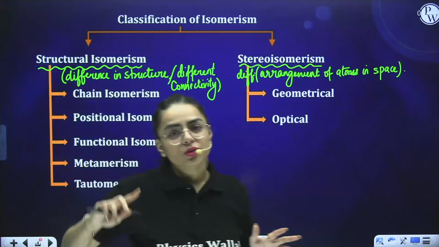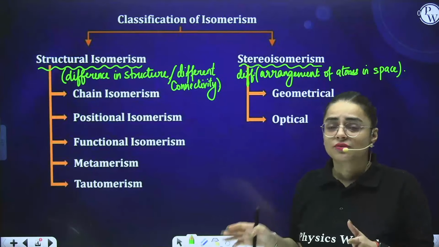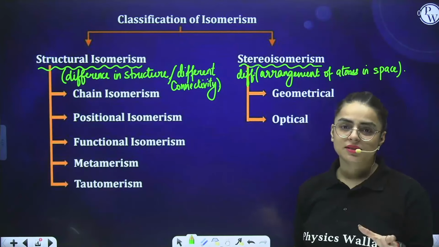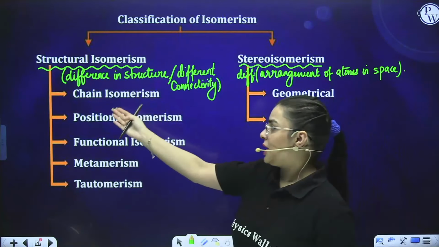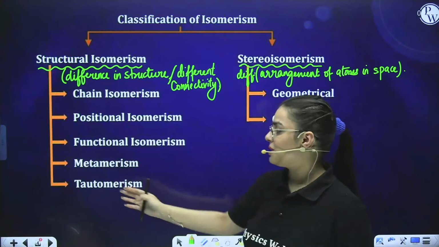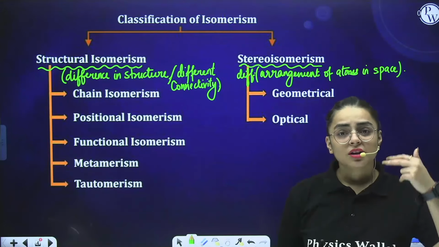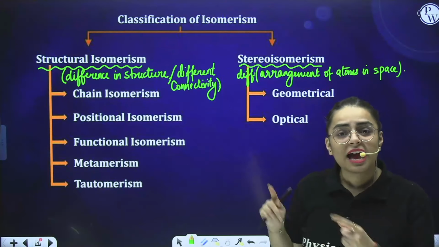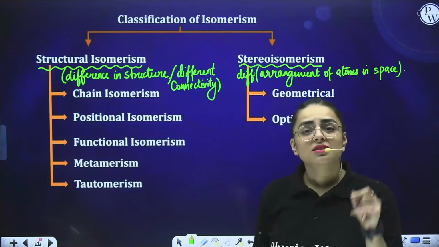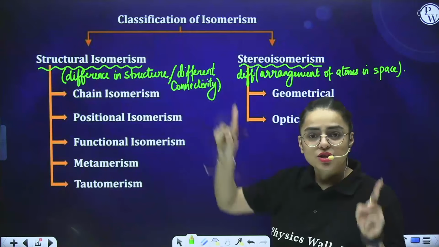If I talk about structural isomerism, it is further classified into 5 basic subcategories. They are chain isomerism, positional isomerism, functional isomerism, metamerism, and tautomerism. Again, on which basis have I been classifying them? The basis is the difference. Like there was a difference in the structure, so the name arose: structural isomerism.